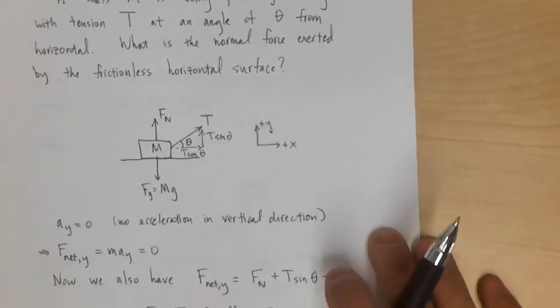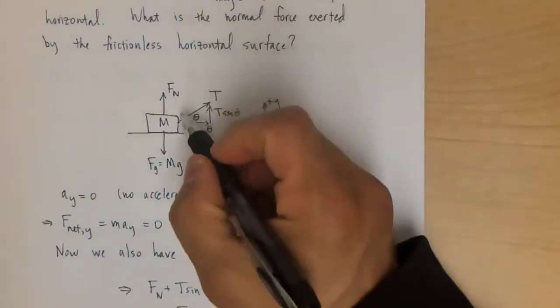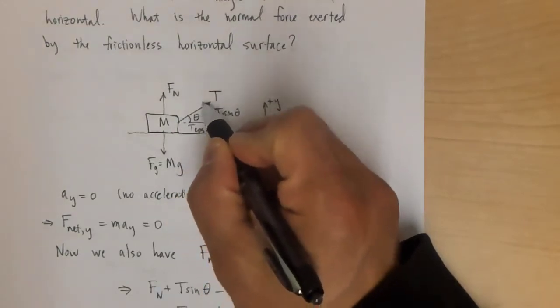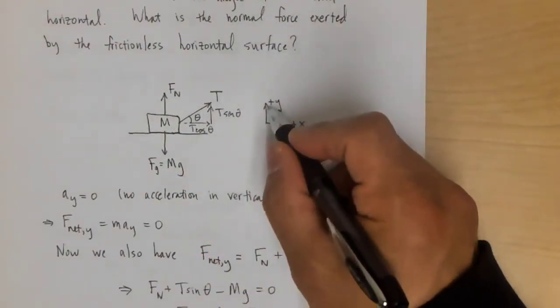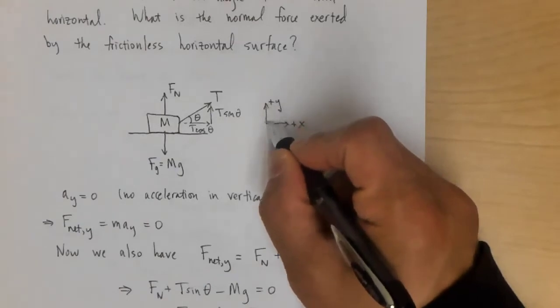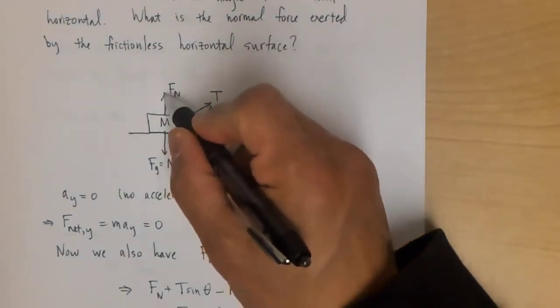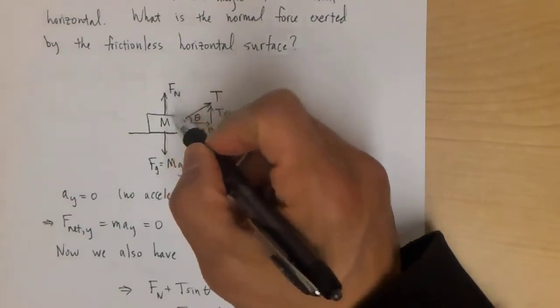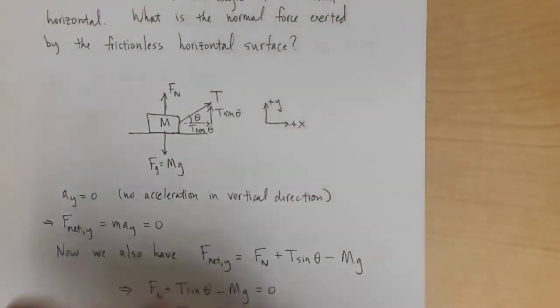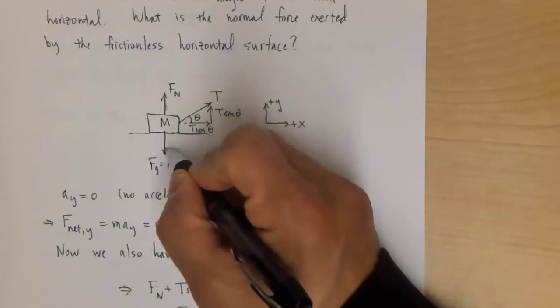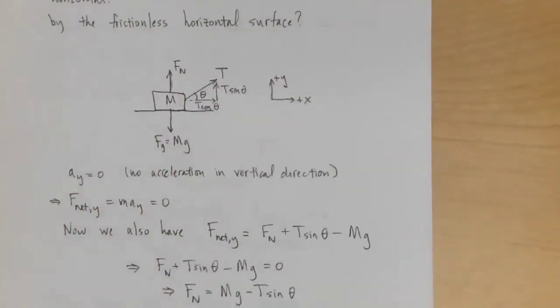All right, let's take inventory of what forces we have. We have tension T here going at this angle. We're going to resolve it in the x and y direction, the horizontal and vertical directions. And we have Fn going perpendicular, so that's vertical upwards. And then we have the force of gravity going vertically downwards.